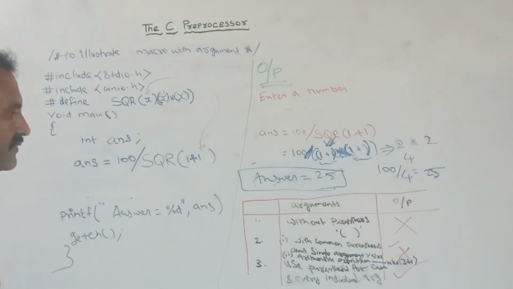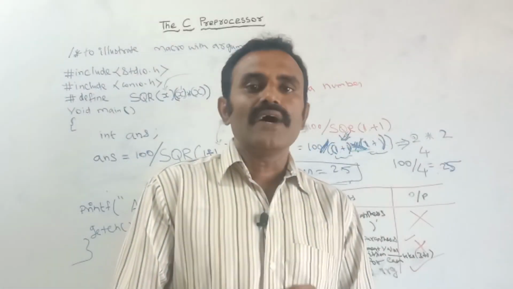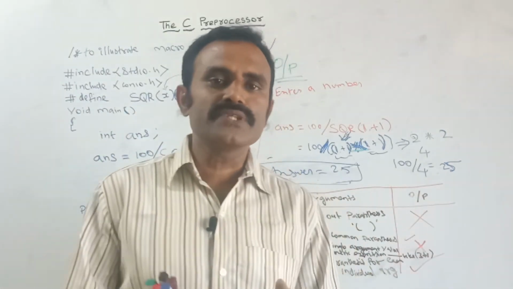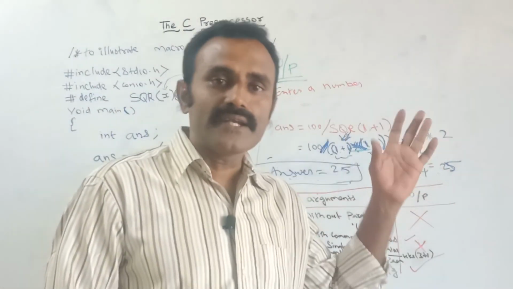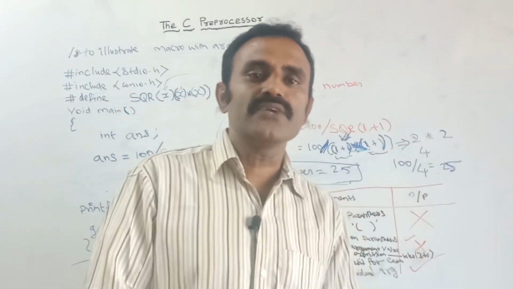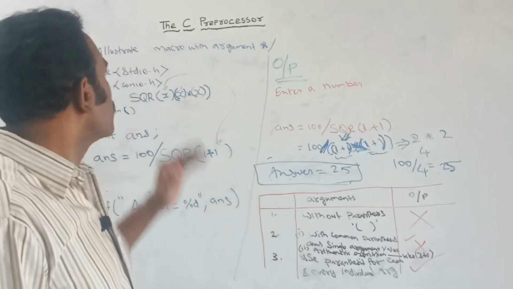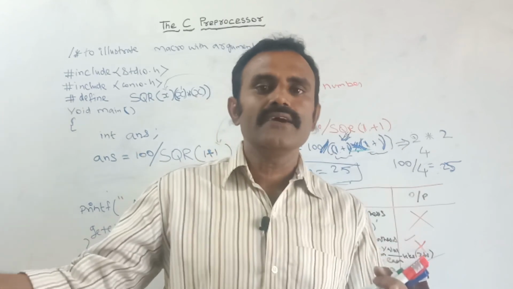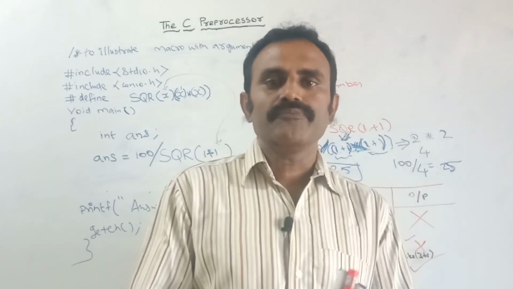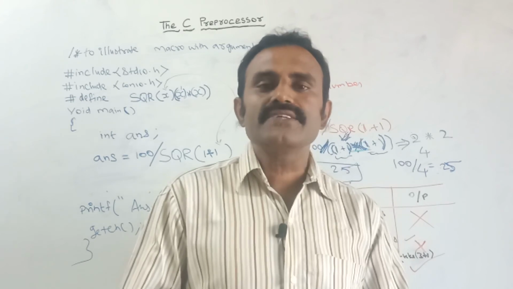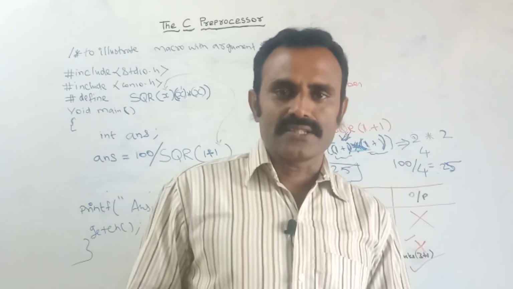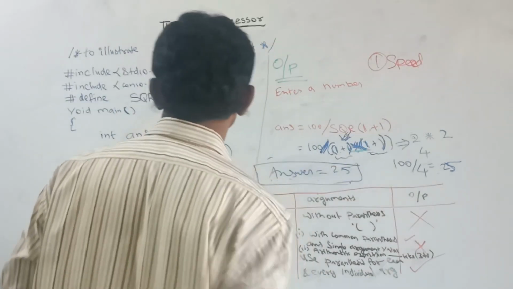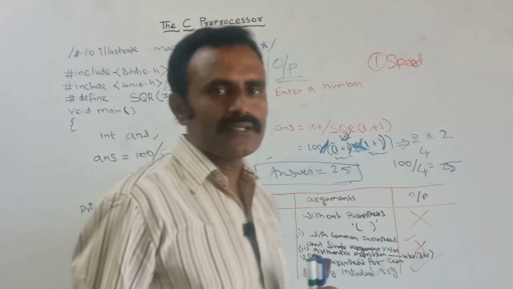So always we should remember all these rules. For what purpose are we using this macro with argument? Instead of this we can use the function also. This process can be done with the help of a function also. Then why should we use this macro? See, what is the difference between this macro and the function? Here in macro, the execution speed is very fast when we compare it to the function.